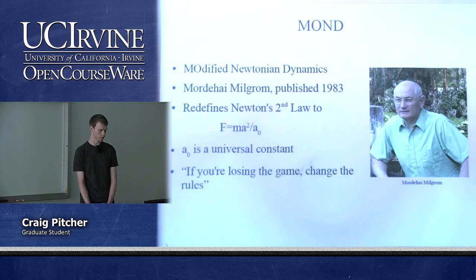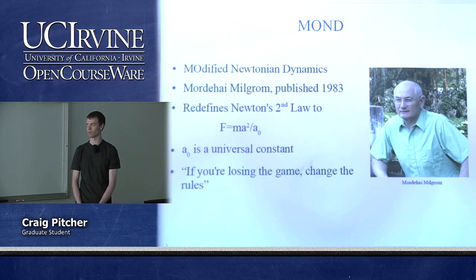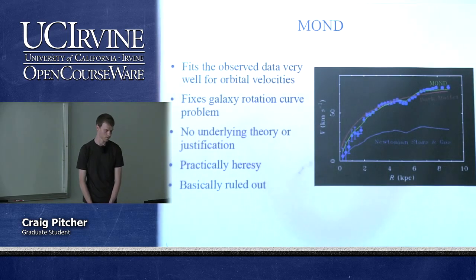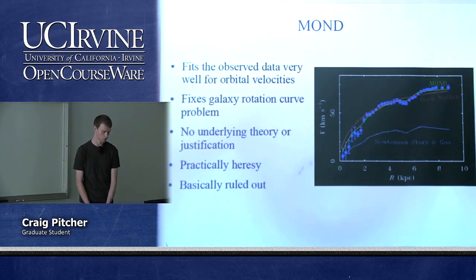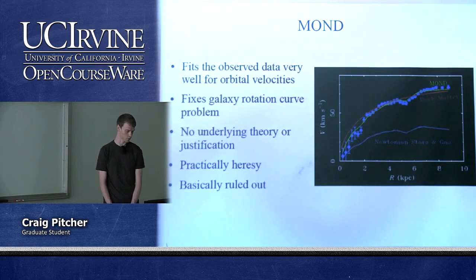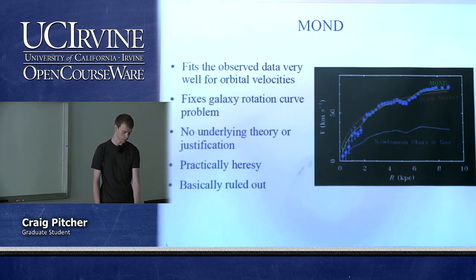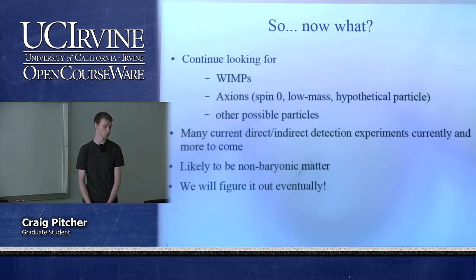We just heard about MOND, so I'll skip through this. It's sort of a "if you're losing the game, change the rules" approach. It's not very popular among astronomers, although it does fit the data for the rotation curves pretty nicely. But it doesn't really have an underlying physical theory. It just fits the data, so I guess it won't be taken as seriously until it has some kind of underlying physical explanation to go with it.